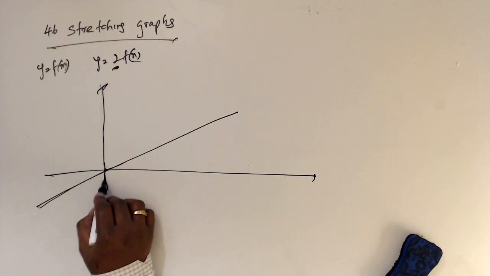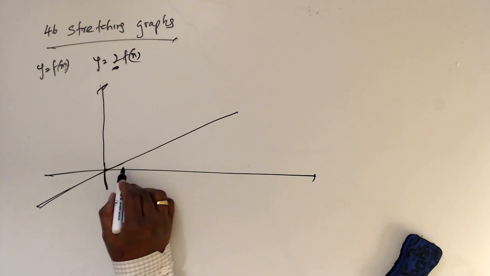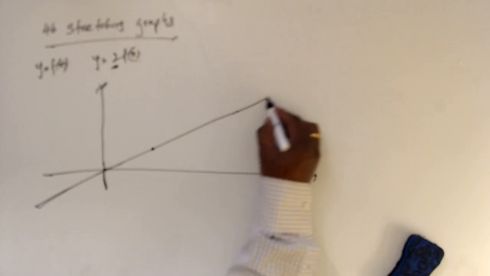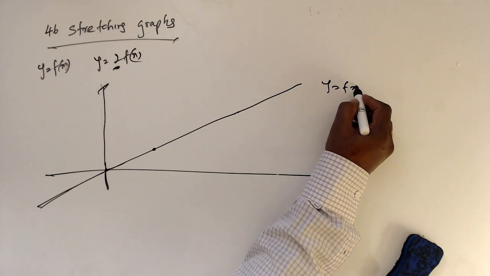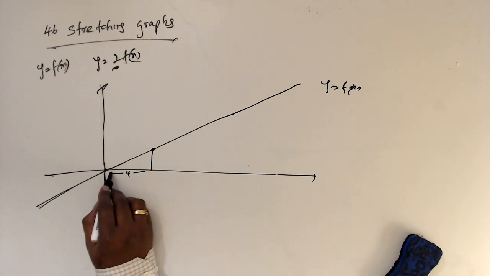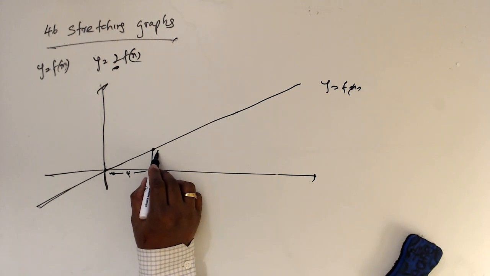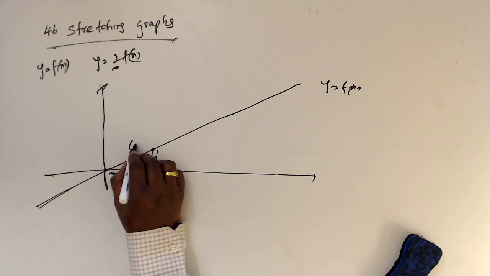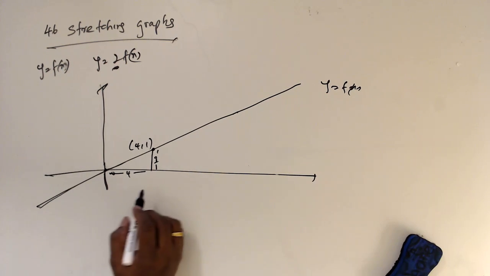Going to 0, 0. I'll take this point. This is y equal f(x). This length is 4. This height is 1. So this coordinate is 4 and 1.